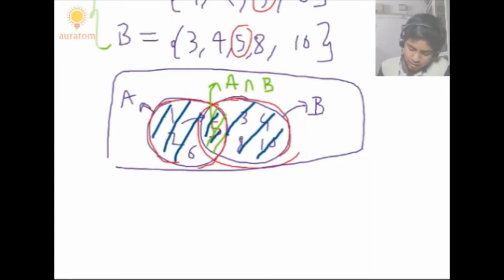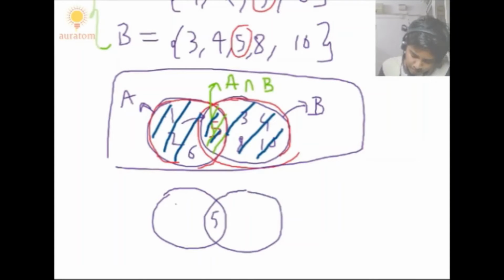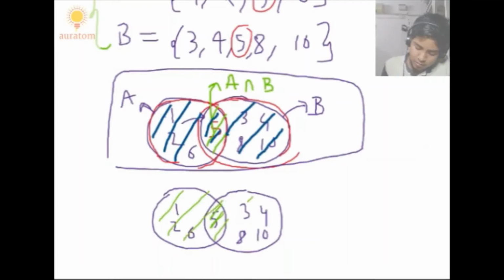If I draw the picture again, the intersection is only this part, because the intersection includes only the common element of A and B, whereas the union includes all the elements from A and B. It's like the elements from A or B, so it includes the whole part, this whole part.